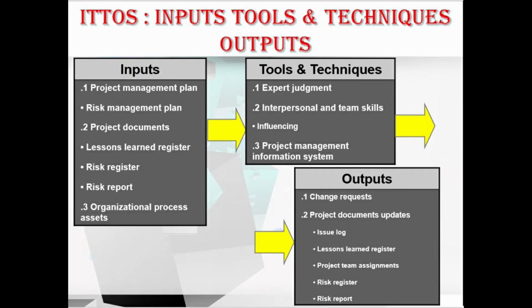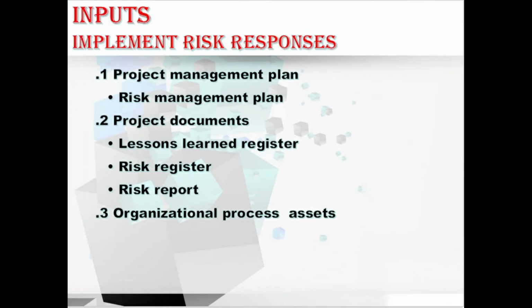Fine, let's discuss its inputs first in more detail, starting with the project management plan, which consists of the risk management plan. This risk management plan lists the roles and responsibilities of the project team members and other stakeholders for risk management, and this information is used when allocating the owners for agreed upon risk responses. Also, the risk management plan defines the level of detail for the risk management methodology for the project. Hope you understood about this input. Let's move to the next input.